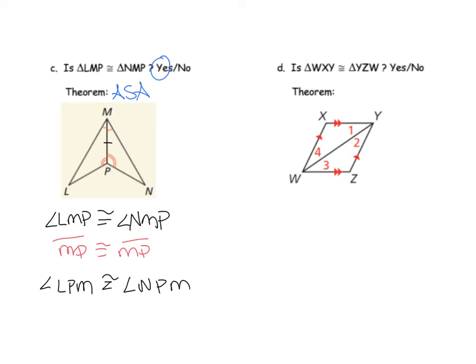All right, let's look at D. It says here that we're looking to see if triangle WXY is congruent to triangle YZW. All right, so let's see if we can mark a few things. Now, these symbols do not represent congruency. Hopefully, I hear you guys saying that these symbols represent parallel lines. So, there's a reason why they're telling us these lines are parallel.